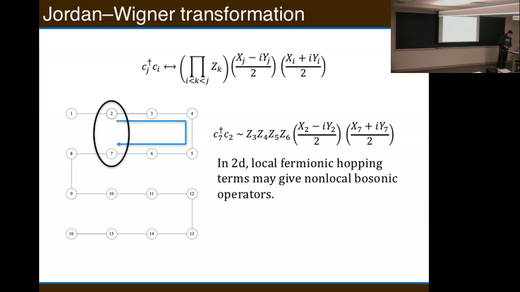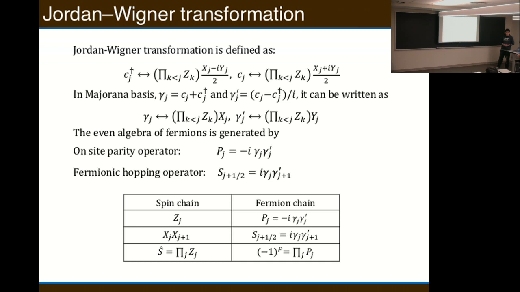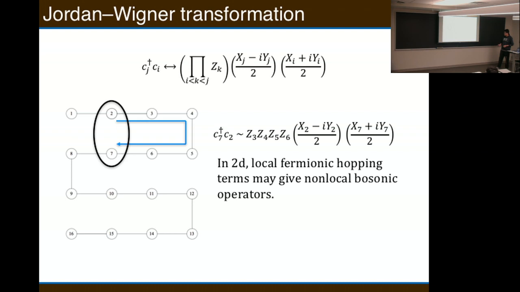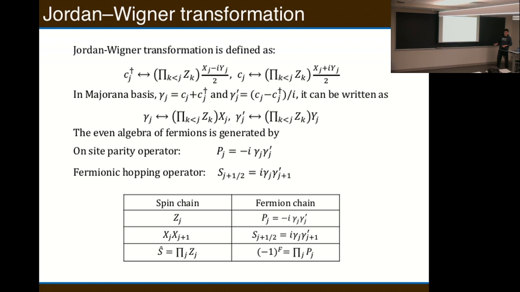Actually, sorry, can you go one slide back again? So fermion parity symmetry maps to Z. The idea is that we know the hopping term anticommutes with the fermion parity, so we just need to construct something that anticommutes with Z. The simple choice is X, and we just choose the hopping to be X times X.